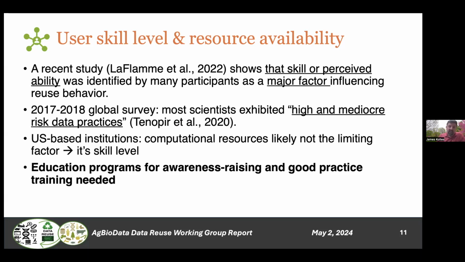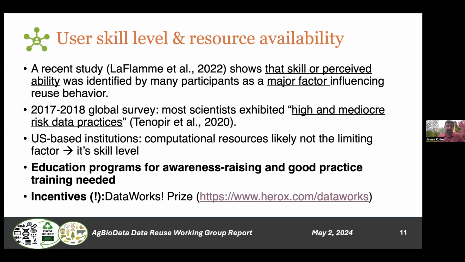So there's a need for education programs for awareness raising and developing good practices in data reuse and incentives. And so this DataWorks prize is pretty neat. If you check out that link, you can actually win awards for coming up with clever and innovative ways to use public data to do cool science.